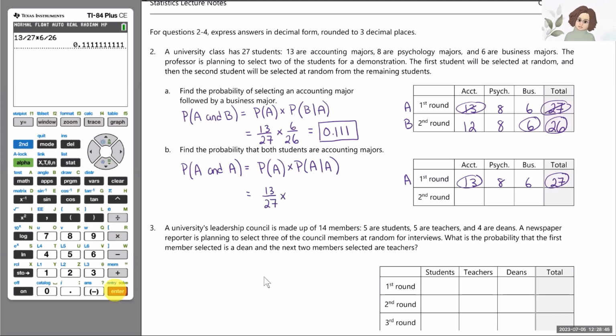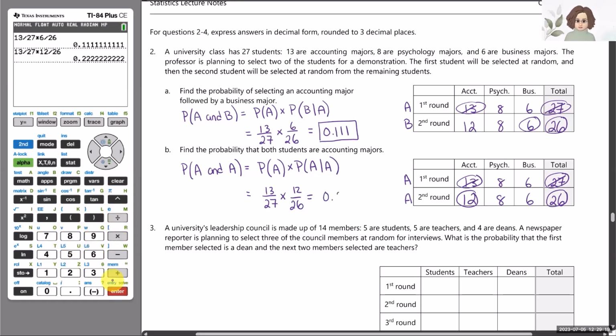And then once I select the accounting major, again, we'd be down to just 12 left. We still have 8 psychology, 6 business, but we'd no longer have 27 students. There would only be 26 remaining. So the chances of getting another accounting major would be 12 out of those 26. All right. And then you can enter it and check that answer. And hopefully we get 0.222.